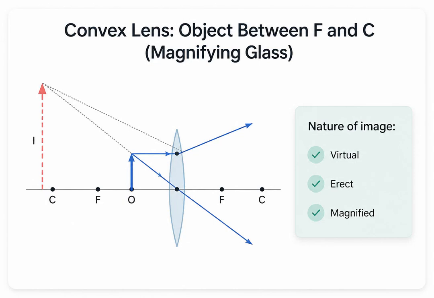Let's look at a specific case of image formation. If we place an object very close to a convex lens, between the focus and the optical center, the refracted rays diverge.